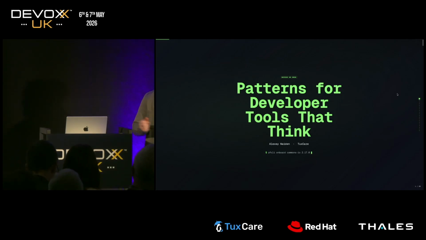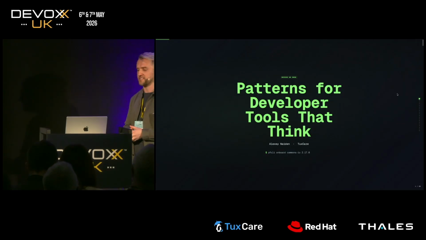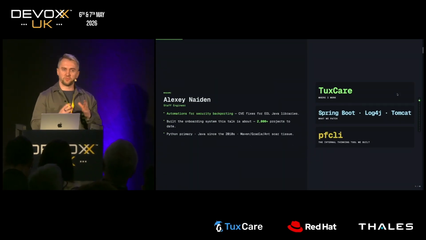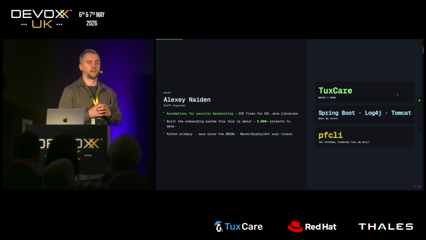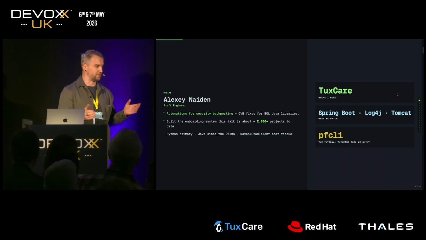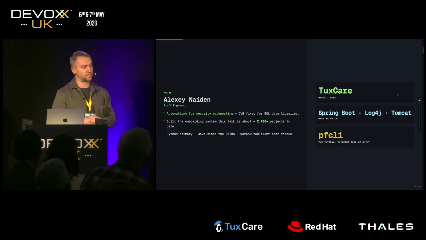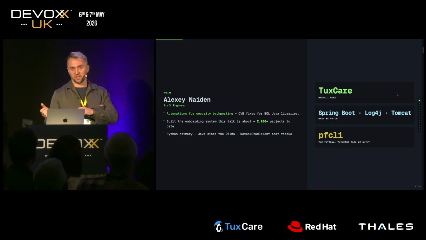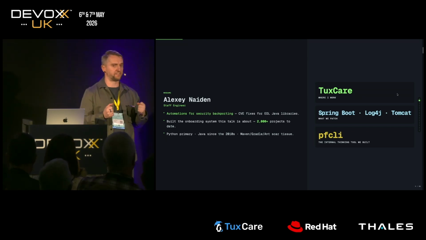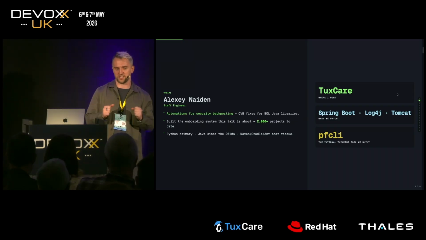Hi everyone, my name is Alexey Naiden and I'm a staff engineer at TaxCare. What we do as a company is we provide security patches for end-of-life open source software across a variety of languages, including Java, of course, which means we fork upstream repositories, backport patches from modern versions to the end-of-life ones, and release fixed versions into our private repositories. And my job specifically is to automate this process as much as possible.